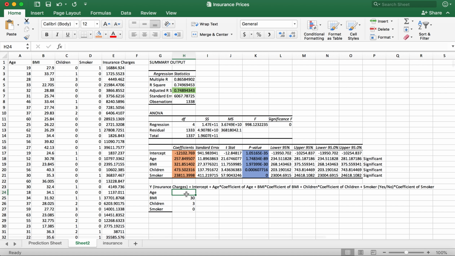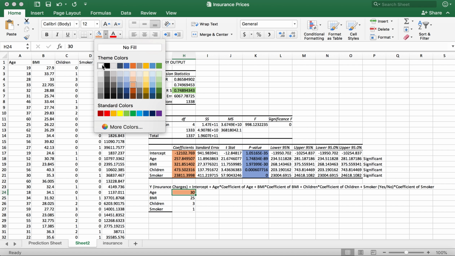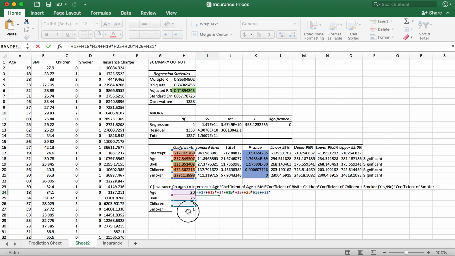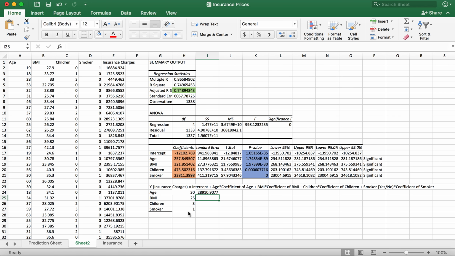So let's say age is 30, BMI is 25, children 3, and smoker 1. Would we be able to calculate what the likely insurance charge might be? And that will be following the same formula. So it's equal to the intercept plus the coefficient of age times the age plus the coefficient of BMI times BMI plus the coefficient of children times children plus the coefficient of being a smoker times whether you're a smoker or not. And then if we click it, you'll suddenly see that your lifetime insurance premiums or insurance charges are calculated.